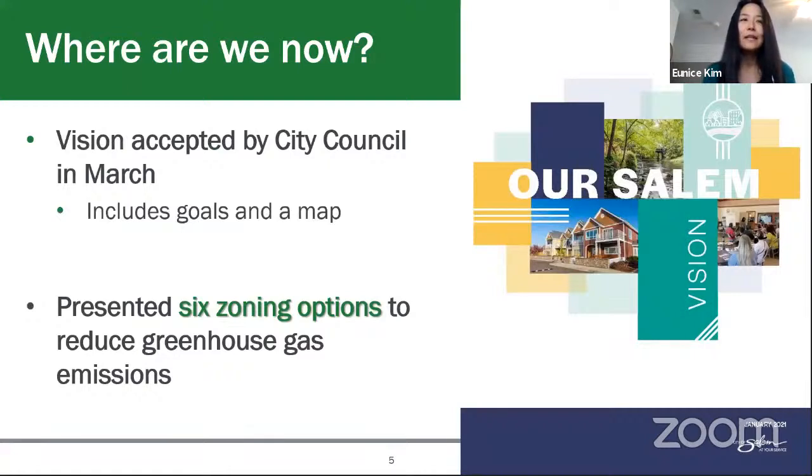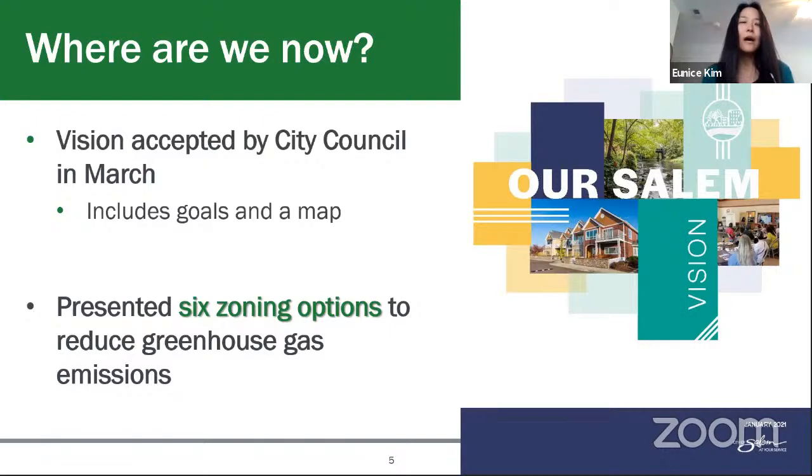We hit a major milestone last month where we brought a vision document to the council and asked for acceptance. It wasn't a formal adoption process. It was just making sure that we were headed in the right direction, with the right framework at a high level to keep moving forward with the project. Council did accept that vision, which we were excited about. That vision included high-level goals for housing, economic development, the environment, natural resources, transportation, as well as a proposed comprehensive plan map. But at that time, we also wanted to present 6 zoning options that are intended to reduce our greenhouse gas emissions, particularly from transportation.